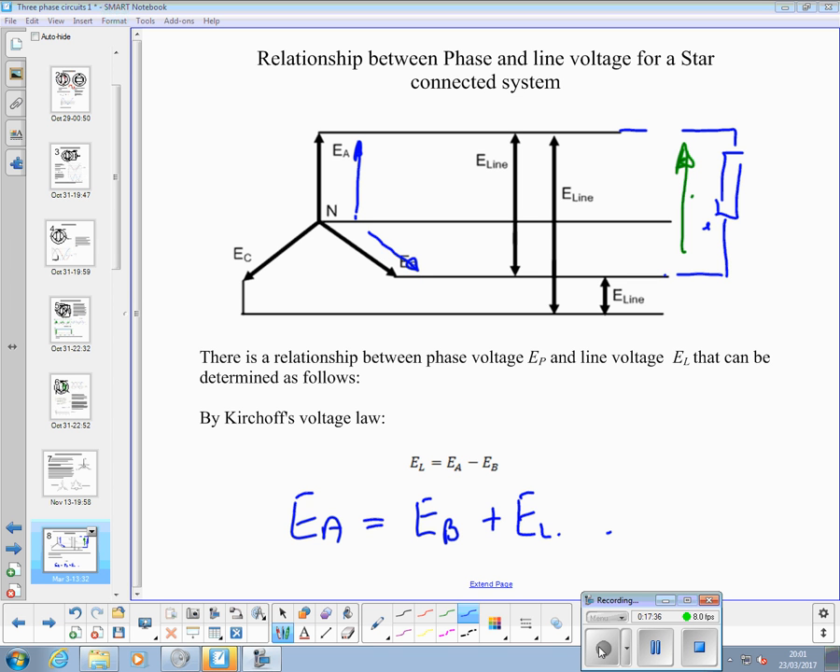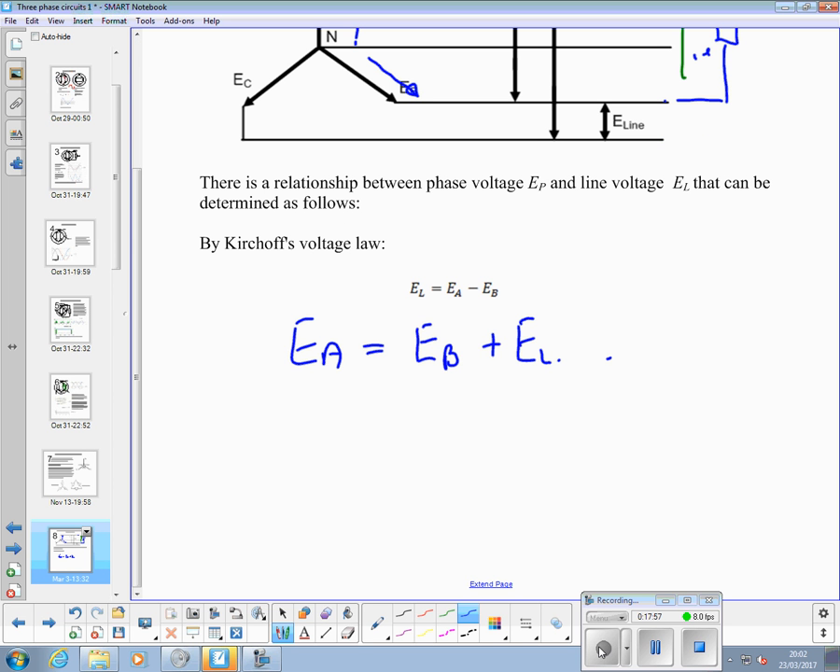Now if I take E line is equal to EA minus EB. Don't see it. No, I just didn't see it. How do you mean it goes round?